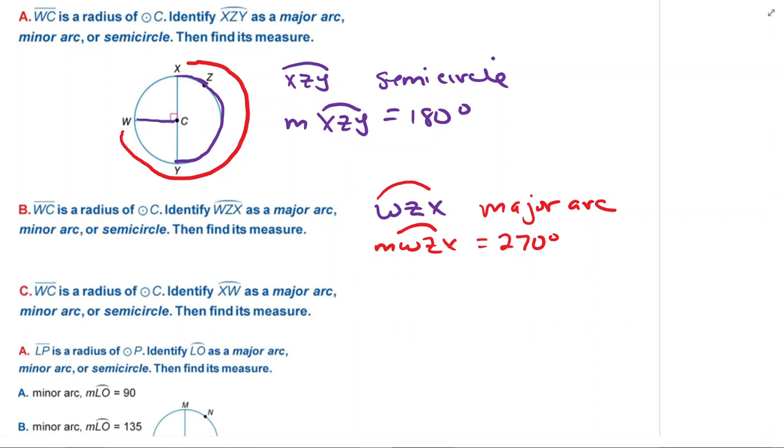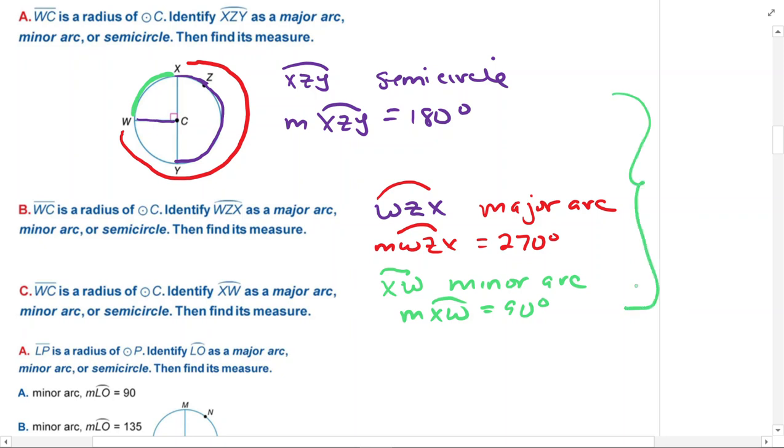The last problem here asks us to identify XW as what type of arc. XW is here, it is a minor arc. And the measure of XW is 90 degrees. As we work through these problems here, I was hoping that you take notice of the notation, how you write an arc, and how you write the measure of an arc.